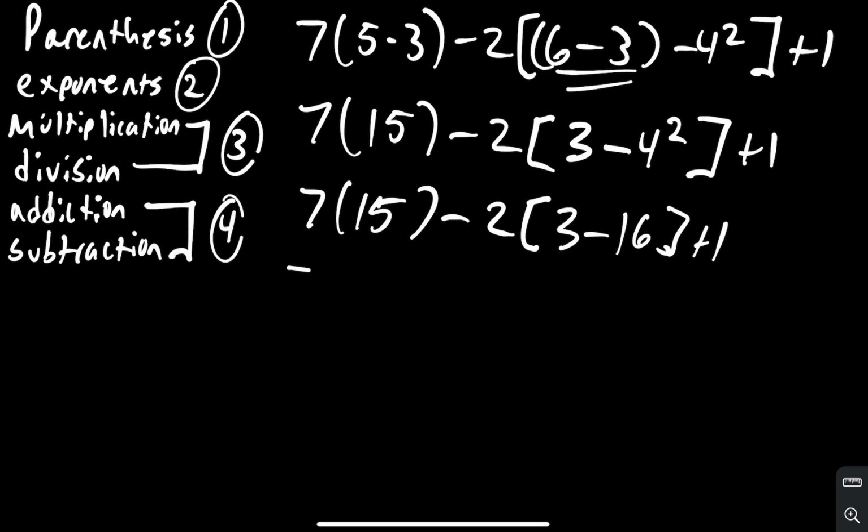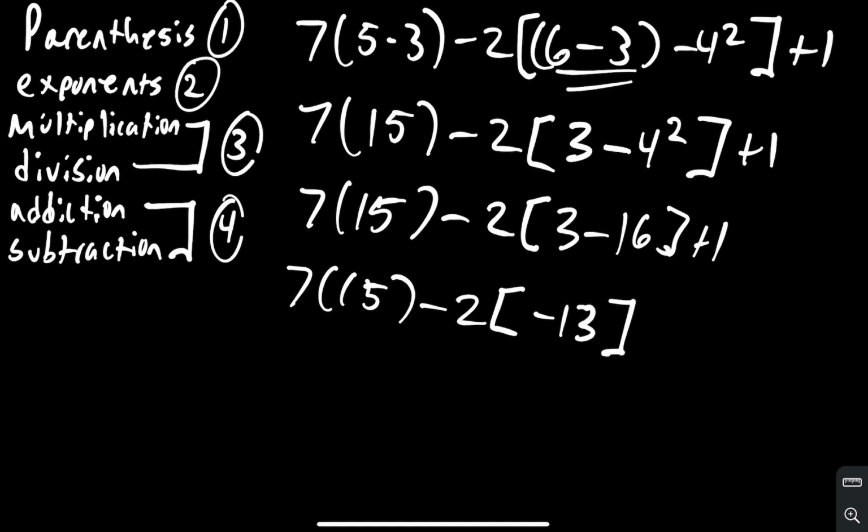And we're still in parentheses. We had to move to the exponent step just because that was the way to solve the parentheses. So then minus 2, big bracket, and then 3 minus 16 is negative 13, and then plus 1. So then we move to our multiplication and division, and we have two things multiplying, 7 times 15 and negative 2 times negative 13. 7 times 15 is going to give you 105 minus negative times negative is going to give you a positive. So we need to put a positive sign, and then 2 times 13 is going to give you 26. Then we're going to carry the plus 1.